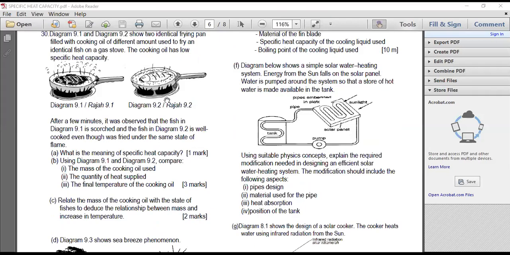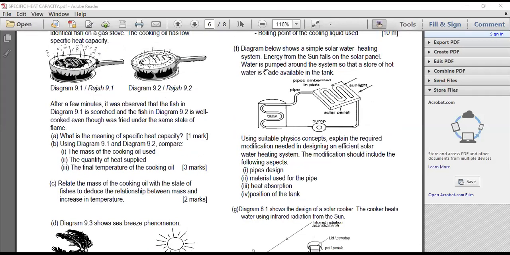Okay, now another example of this question. Modification: the diagram below shows a simple solar water heating system. Energy from the sun falls onto the solar panel. Water is pumped around the system so that a store of hot water is made available in the tank. Using suitable physics concepts, explain the required modification needed in designing an efficient solar water heating system. The modification should include the following aspects: the pipe design.